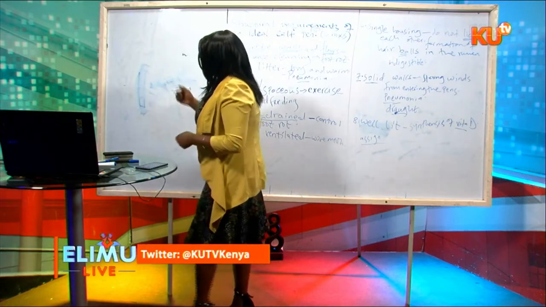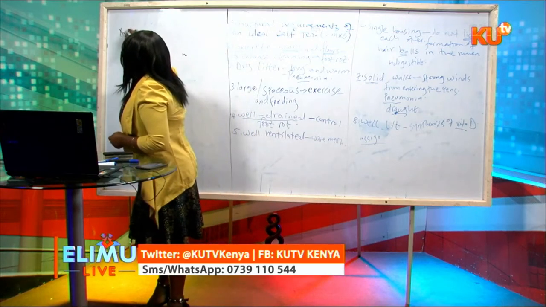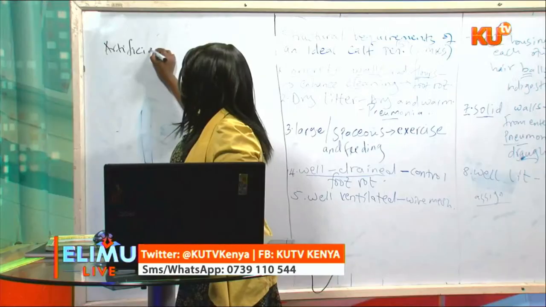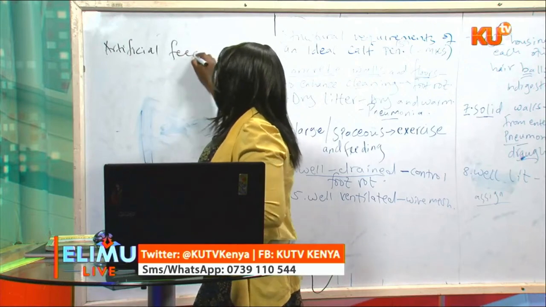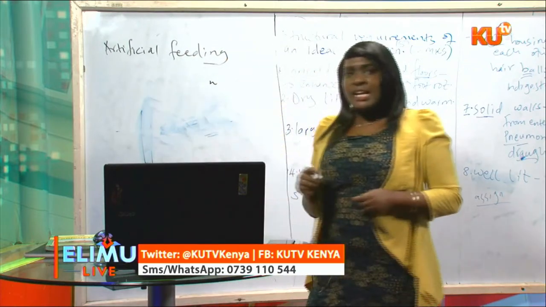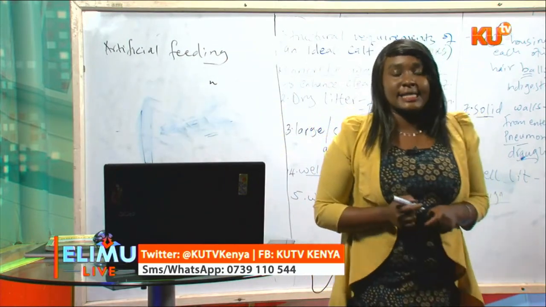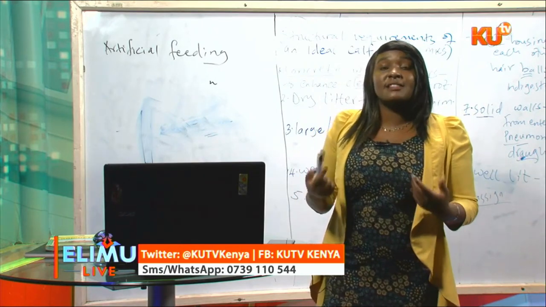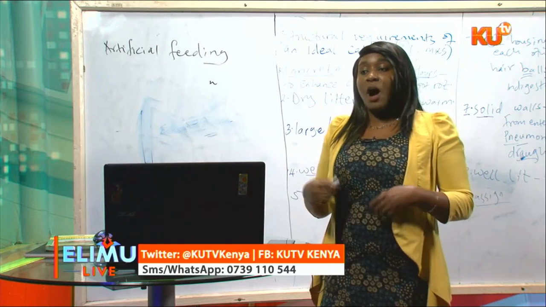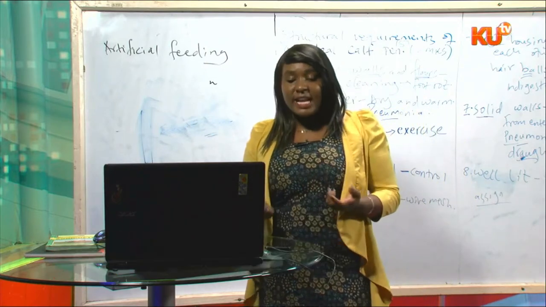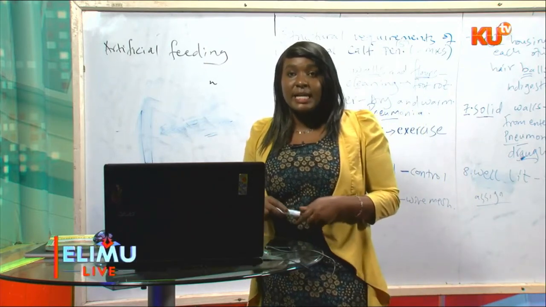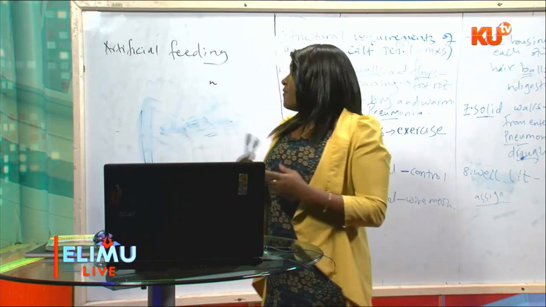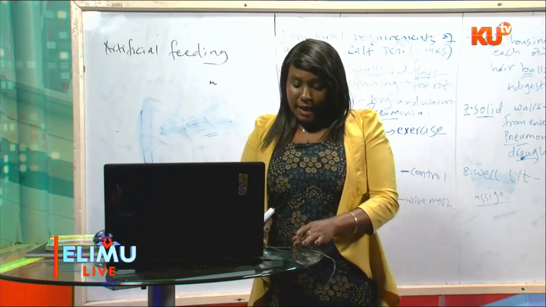We are talking about artificial feeding, that is feeding from a bucket. Training a calf to feed on a bucket. Maybe the cow that gave birth to that calf has died, or maybe you have bought a calf that is very young and still needs to be given milk. How do you, as a farmer, feed that particular calf?